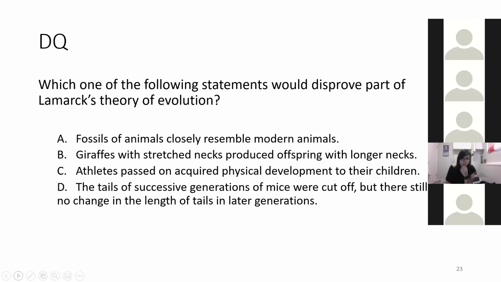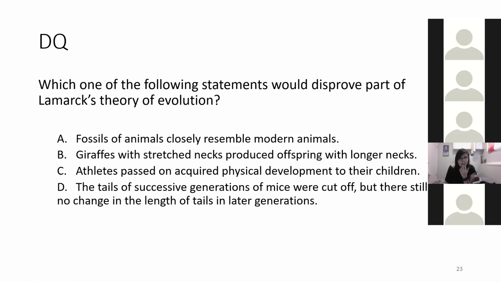Oh, there's another one. Which of the following statements would disprove part of Lamarck's theory of evolution? Fossils of animals closely resemble modern animals. Well, no, he said animals change over time, so that's okay. Giraffes with stretched necks produce offspring with longer necks. That's what he expected. Athletes passed on acquired physical development to their children. Like I said, if you had a bodybuilder, they'd have really muscular kids. Or the tails of successive generations of mice were cut off, but still the next generation had no change in the length of their tails. So that is D. That one is the only one.